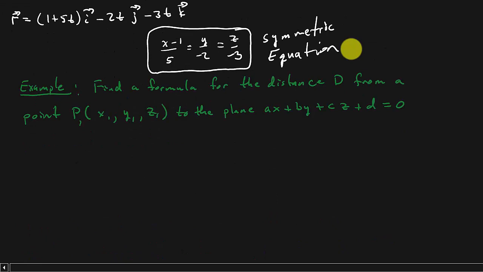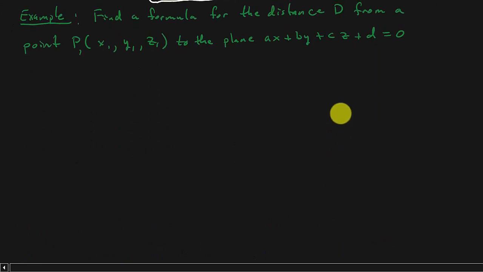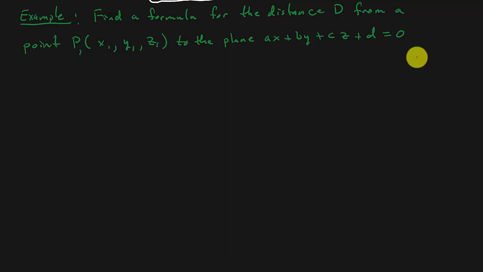All right, so we're getting close to the end. We've got this example and 2 more after that one. The last 2 examples won't take long to work. This one will probably take a little more time. It says find a formula for the distance d from a point P1 to the plane ax plus by plus cz plus d equals 0. So we want to know the distance from a point to a plane. That's what we're looking for.